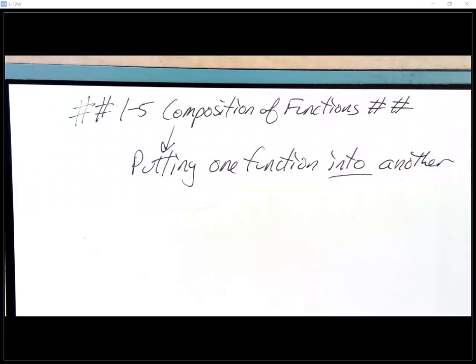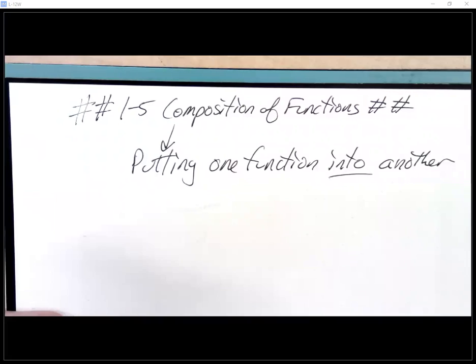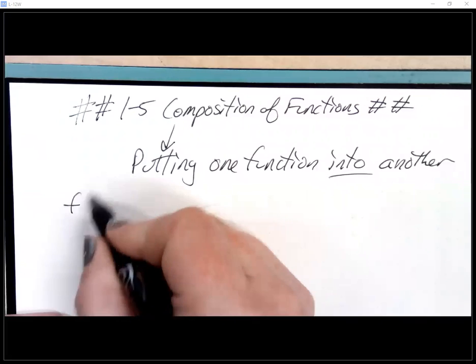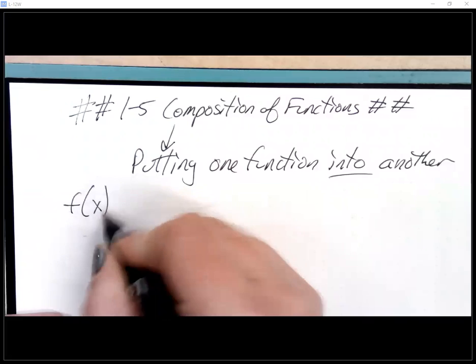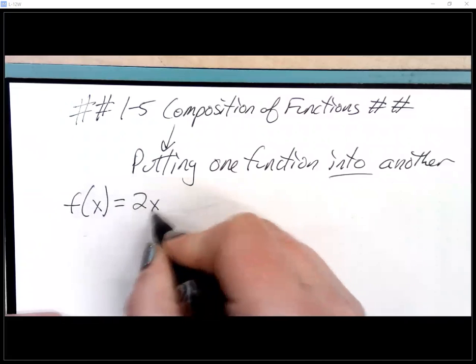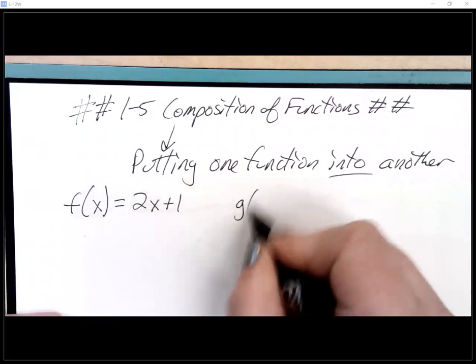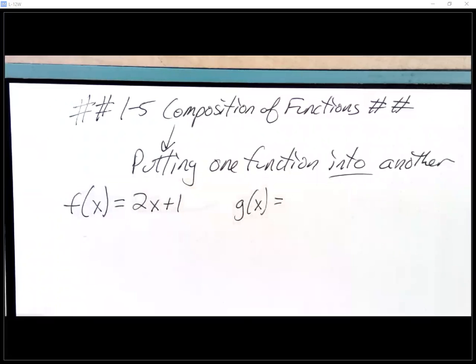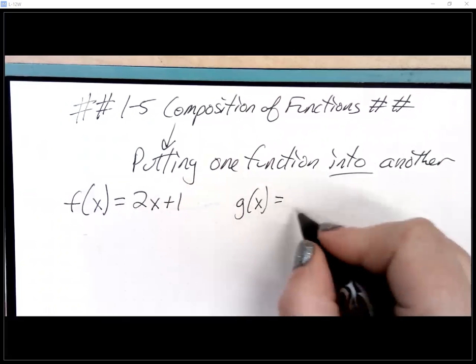So let's try this. We're going to start off with just two functions. We'll start off real easy. Let f of x be 2x plus 1. And we'll have g of x. You didn't miss too much. Let g of x be x minus 5.